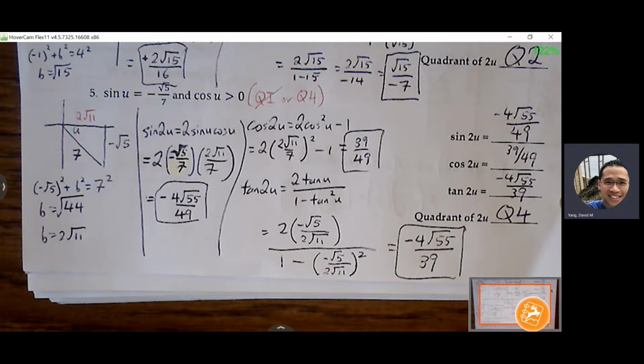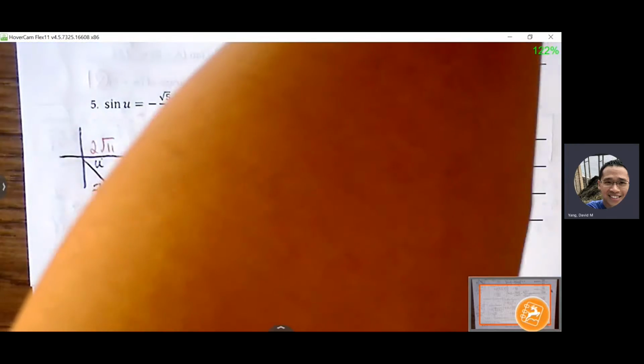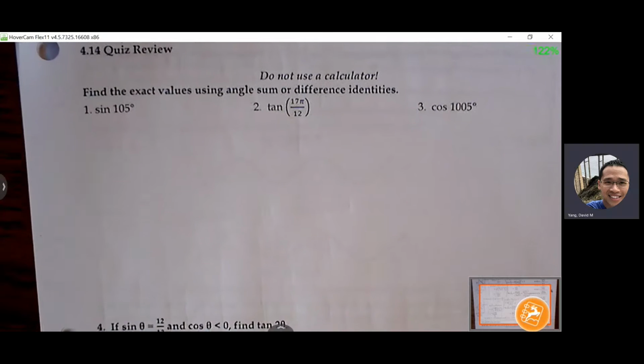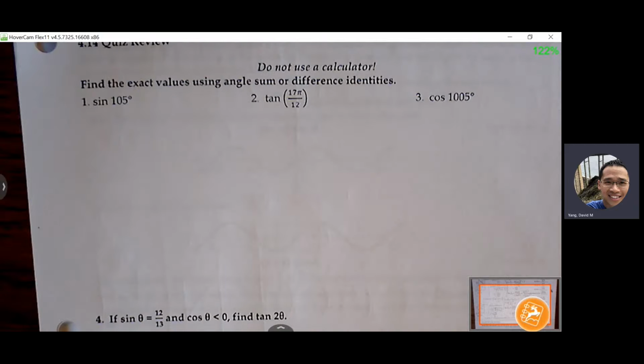Okay, who else needs this page? Everybody good? All right, let's go to the next page. Let's just do 1 and 2 and we'll be done, okay? So this is the quiz review page.